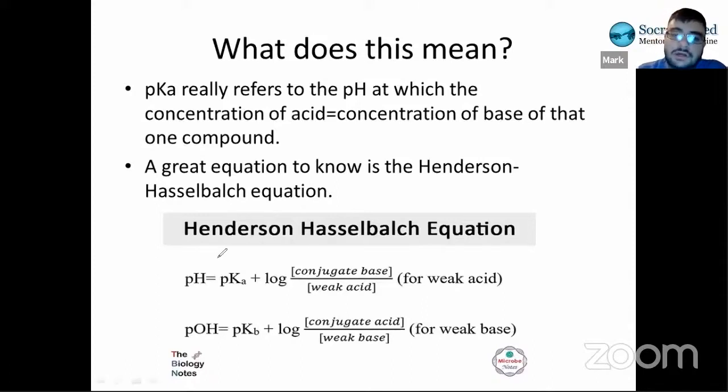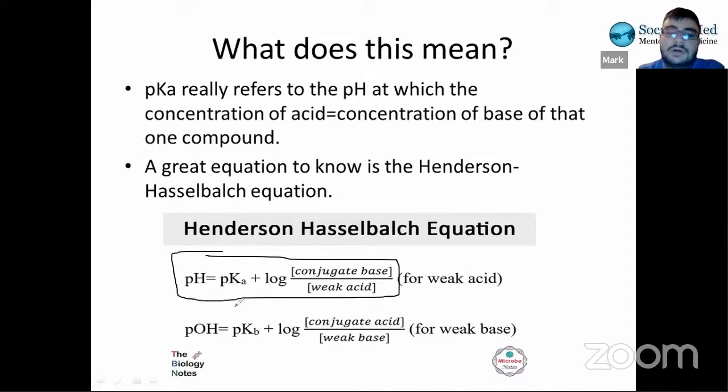Okay, so the Henderson-Hasselbalch equation is this. This is for acids, and this bottom one is for bases. You'll only really be using this top one. I don't really think you'll ever use the bottom one, but just in case you want to learn it. So pH equals pKa plus log concentration of base over concentration of acid.